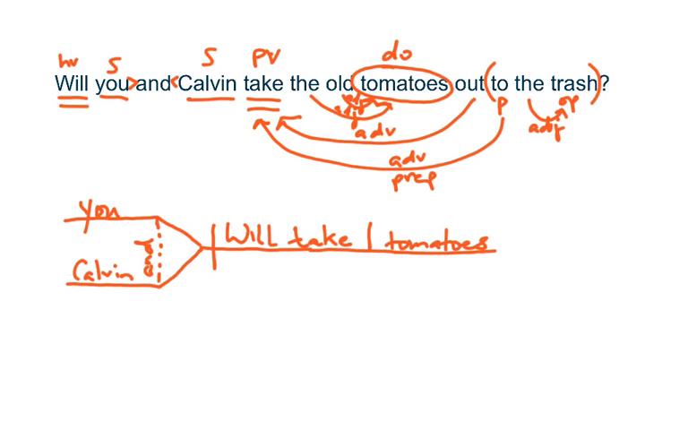All right, now all of our modifiers. Whew. Any for you and Calvin? Nope. What about will take? Yes, we have out and we have to the trash. We'll add both of those. Out, to, trash, the. What about for tomatoes? Yes. The and old.